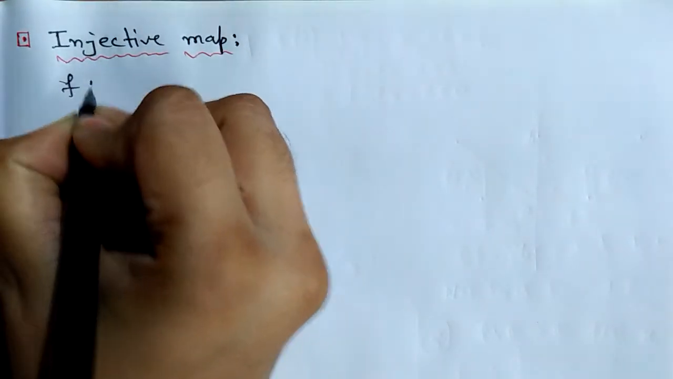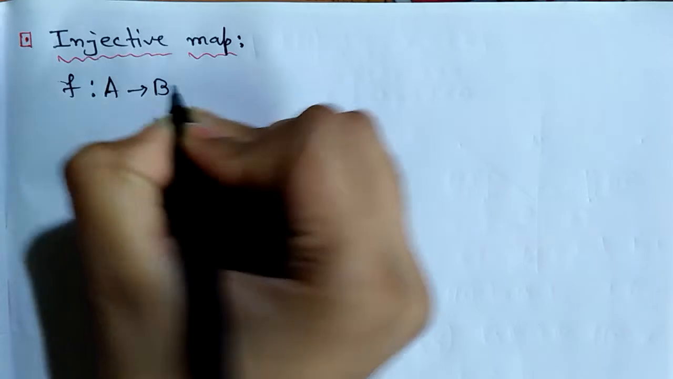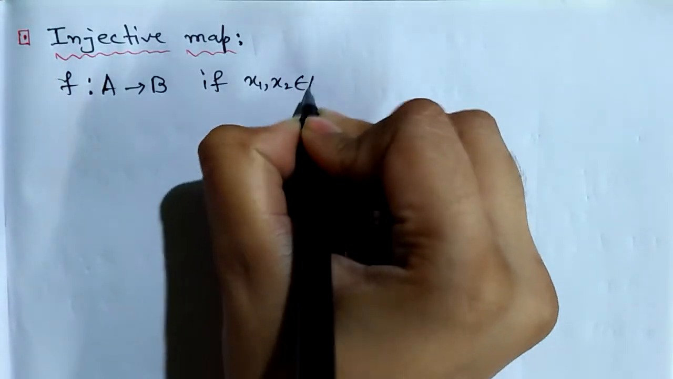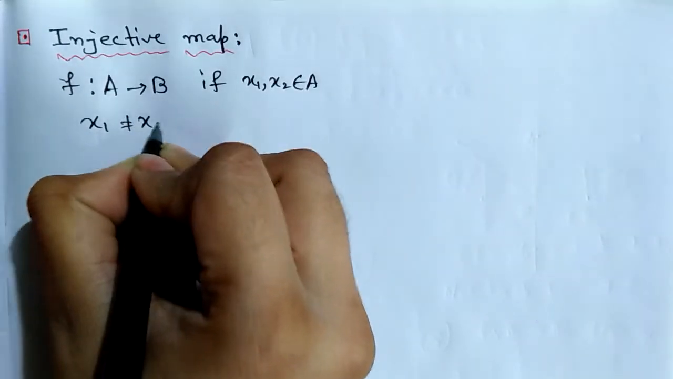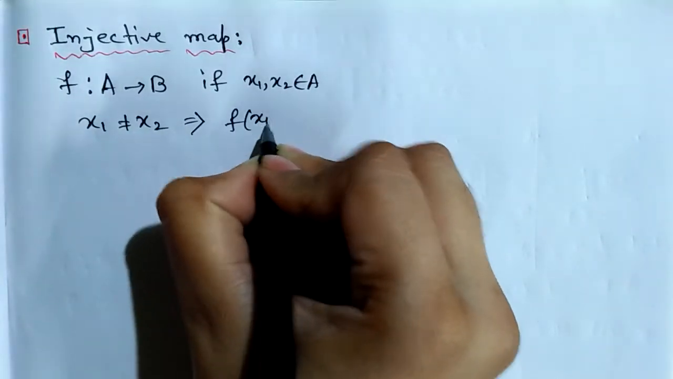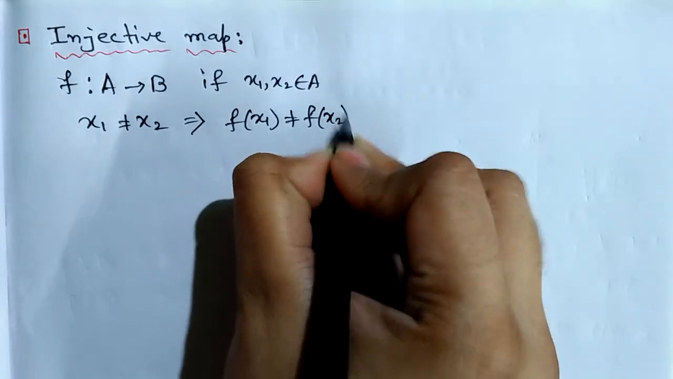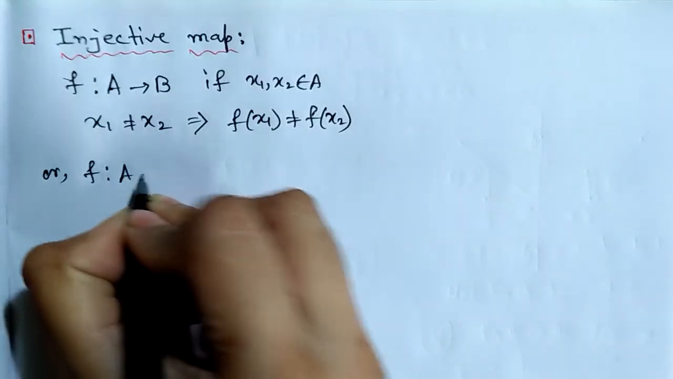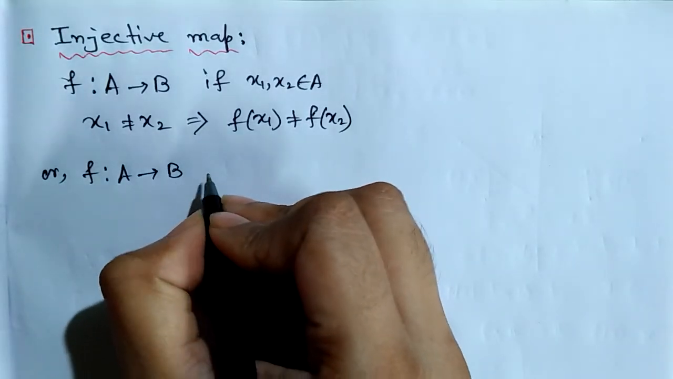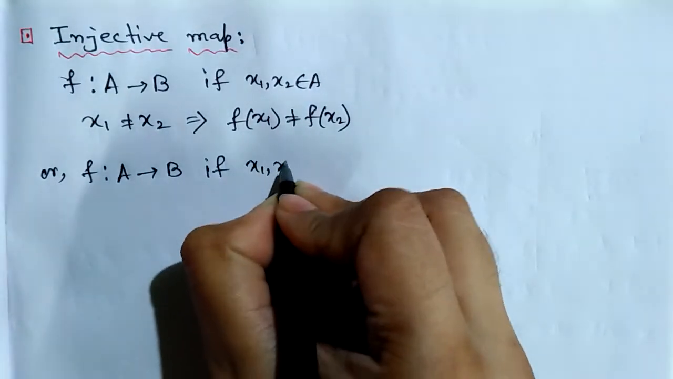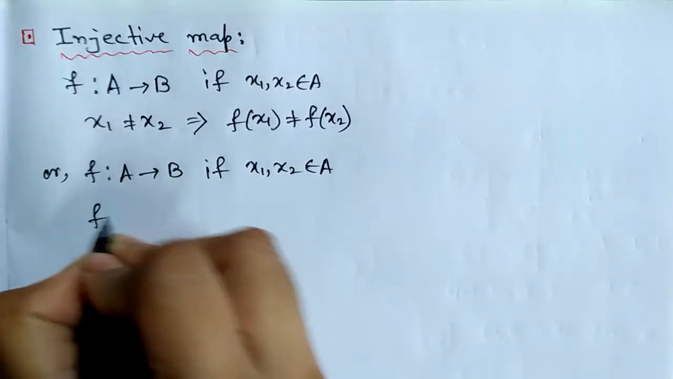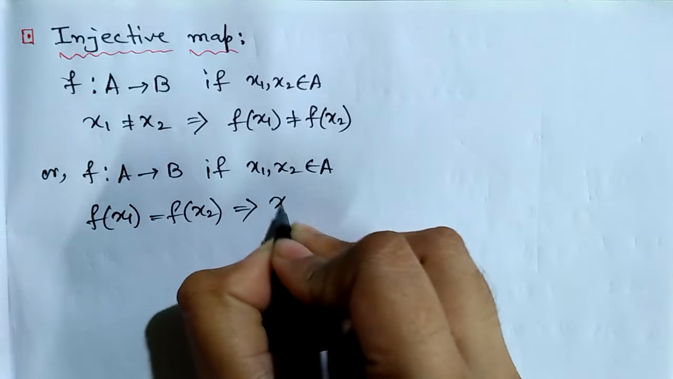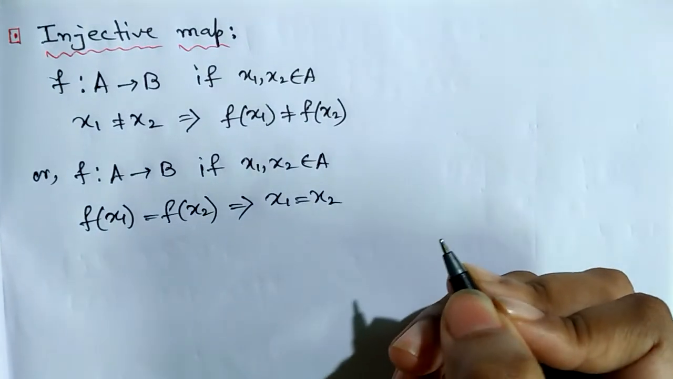A mapping f from A into B is called injective if for any x1, x2 in A, x1 not equal to x2 implies f of x1 not equal to f of x2. Or we can say that a mapping f from A into B is called injective if for any x1, x2 belonging to A, f of x1 equal to f of x2 implies x1 equal to x2.